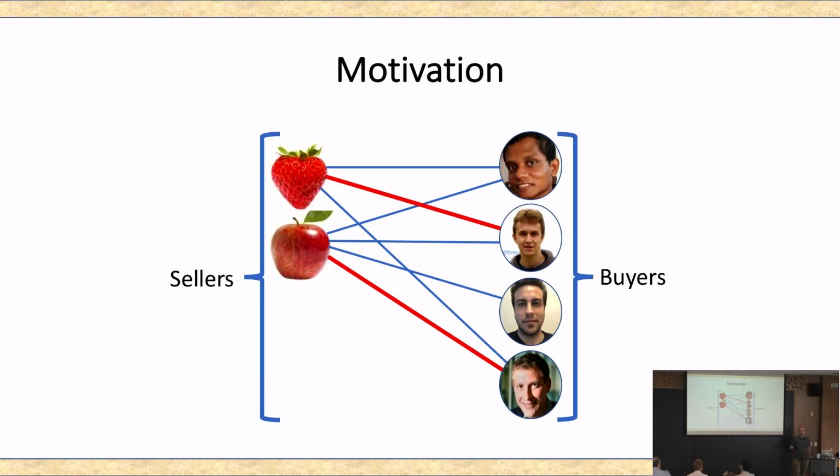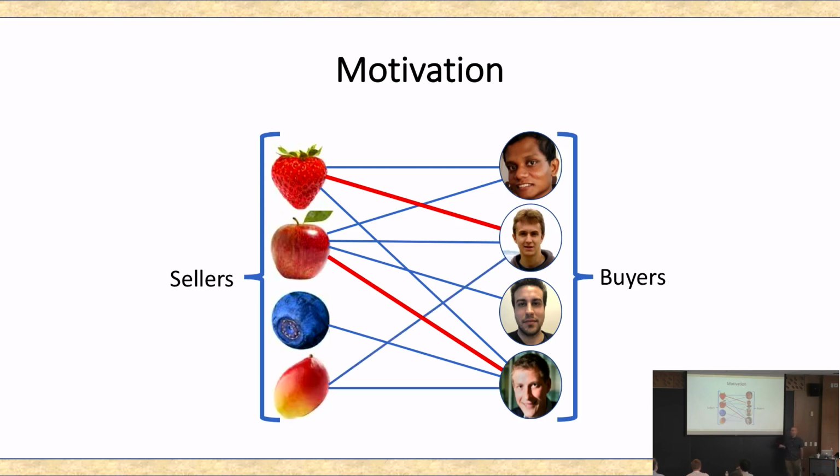Now another seller shows up, is interested in selling a blueberry, but unfortunately only Ola cares for blueberries, and he's already eaten his fill, so that blueberry is going to be wasted. Another seller shows up, is interested in selling a mango, but only Ola and Michael are interested in mangoes, and they've both already eaten their fill. So this piece of fruit will also perish and be thrown out.